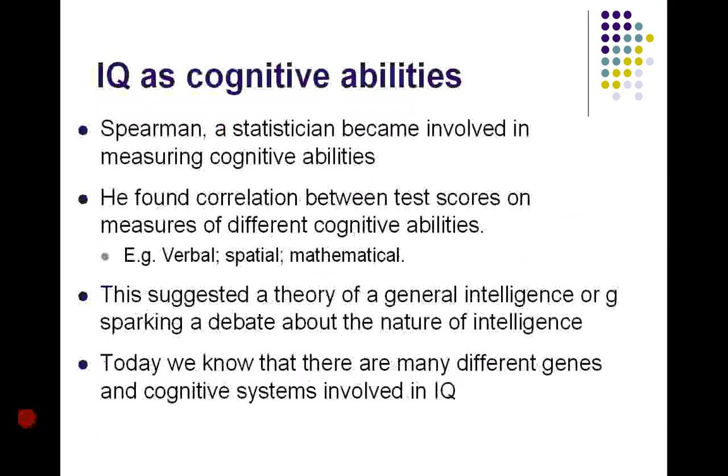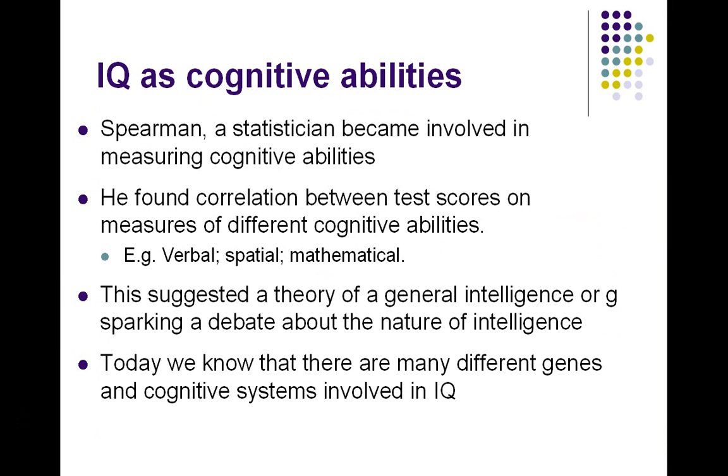So it basically asks us what is the purpose really of IQ tests. Just to backtrack a little bit, IQ as cognitive abilities, this idea came about in around the 1920s, 30s, 40s. Spearman was a statistician, and he became involved in measuring cognitive abilities, and the abilities he focused on were verbal, spatial and mathematics. He found that when people were good at one of these, they tended to be good across all of them, and when they were weak at any one, then they had similar scores across all again. And this led to the idea about general intelligence, or a G, sparking a debate about the nature of intelligence.